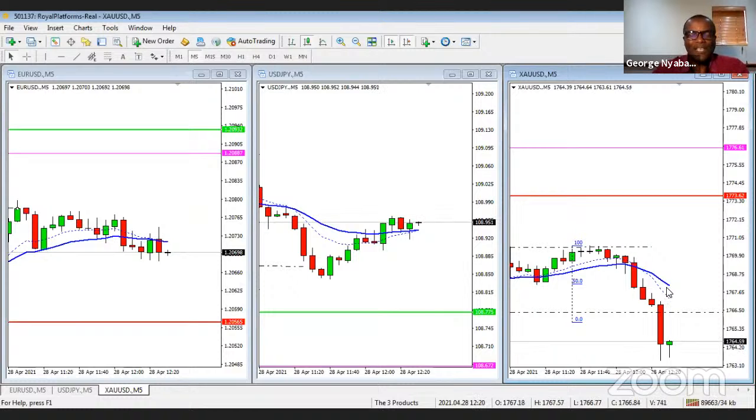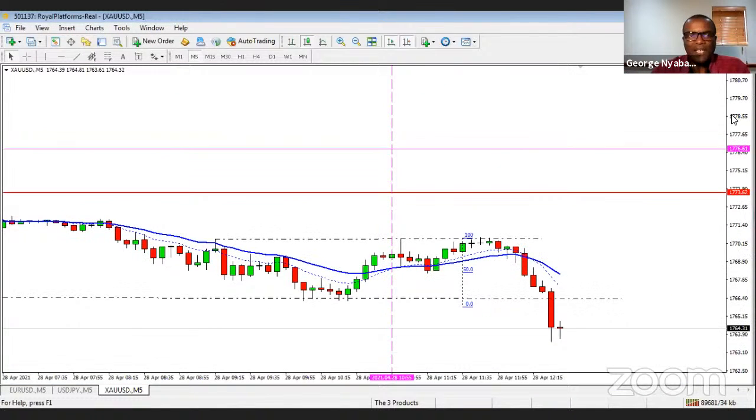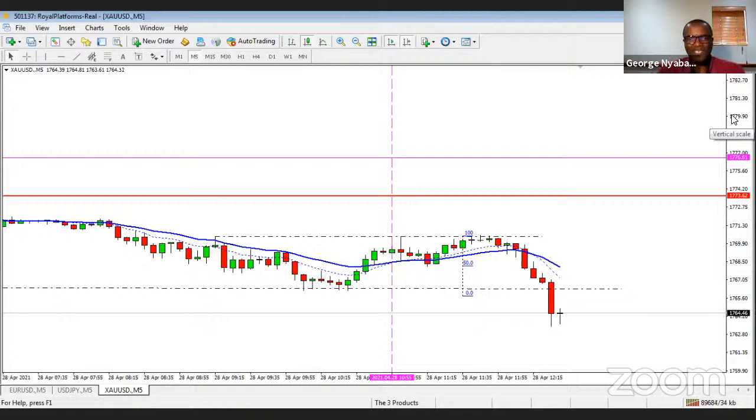Let's have a look at what we've got for today. I've got three charts on for this day. I'm going to start with gold. Gold, XAU USD, gold to the dollar.